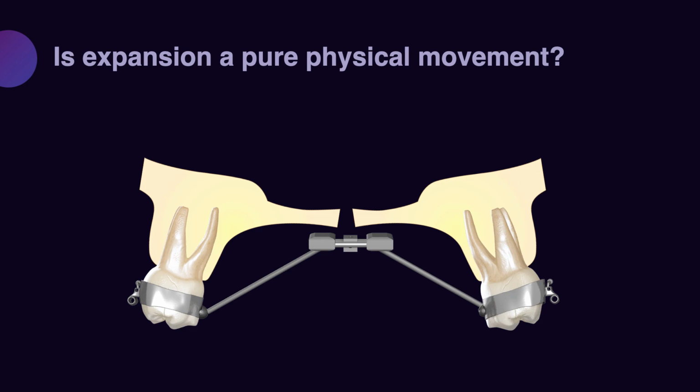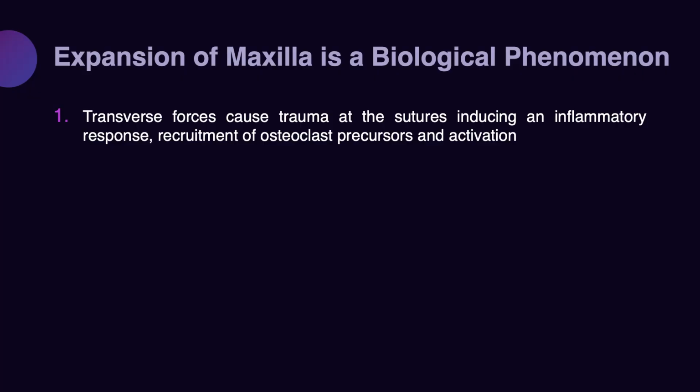problems of our patient. Traditionally, it has been taught that when we are applying a force on the maxilla, it's displaced physically, and then due to the tension that appears in the suture, the bone forms and the connection between the two hemimaxillae occurs again. Is this concept correct? Current research does not support this view. The response of the maxilla to transverse forces is not just physical, it's actually a biological reaction.